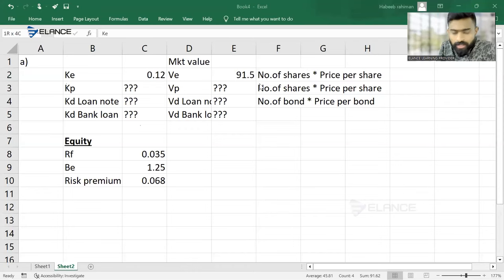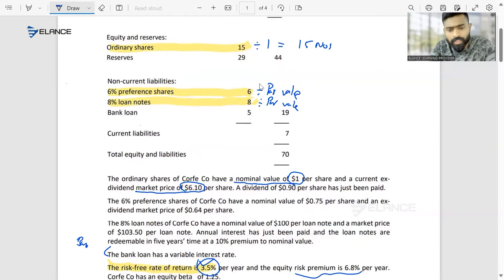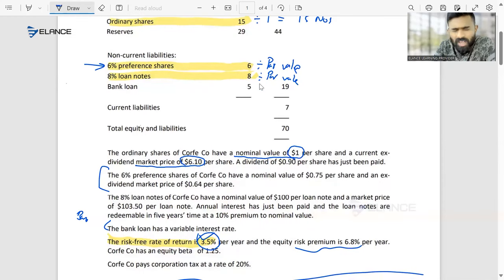We solved for equity. Next, we will go for preference shares. While we are solving preference shares, our focus is only on these preference shares. Read 6% preference shares. These percentages before preference shares are their fixed dividend. The 6%, the percentage stated before the preference shares, is their fixed dividend.